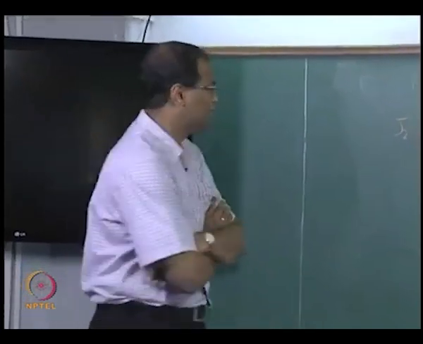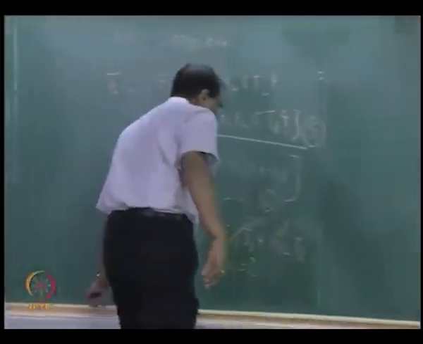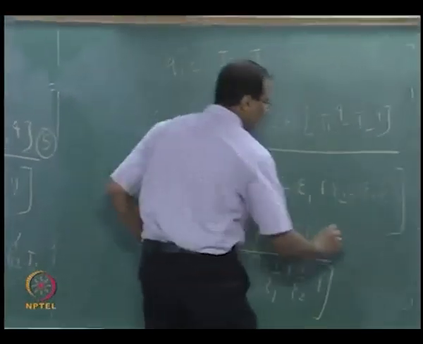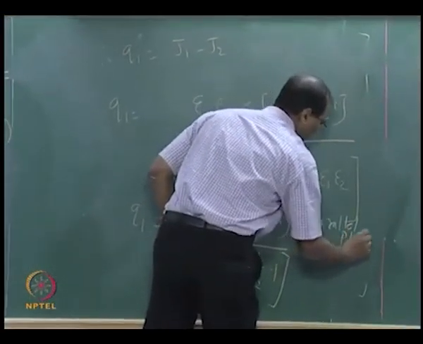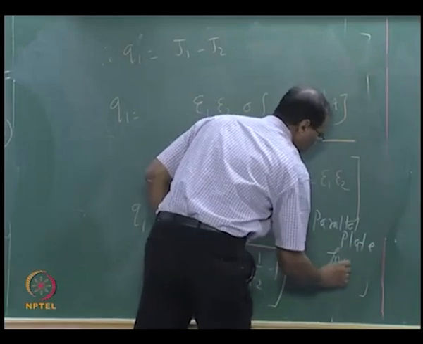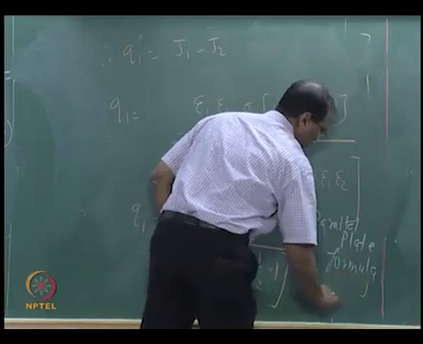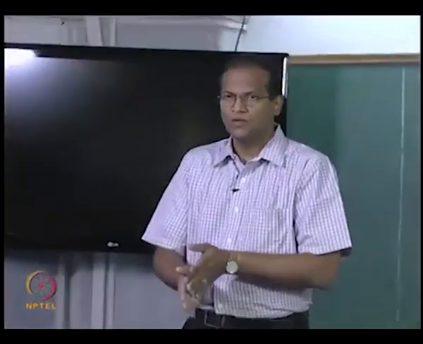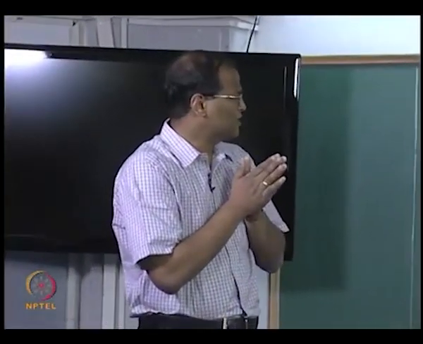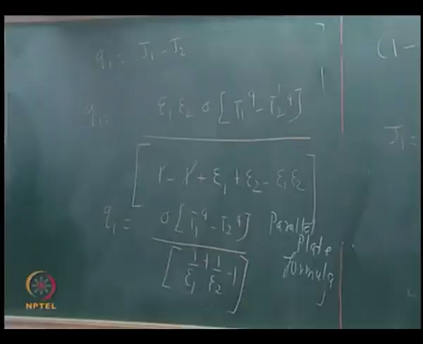This is called the parallel plate formula, a very powerful result in radiation. Q is sigma times T1 to the power 4 minus T2 to the power 4, divided by 1 by epsilon 1 plus 1 by epsilon 2 minus 1. If epsilon 1 equals epsilon 2, the denominator will be 2 by epsilon minus 1.